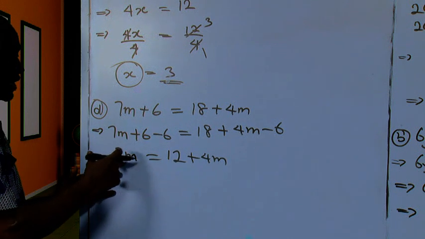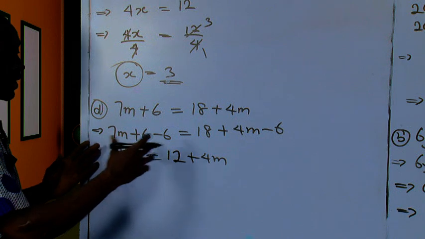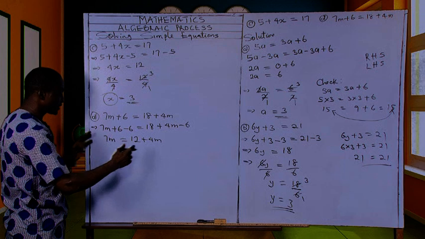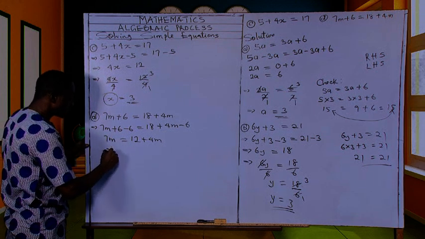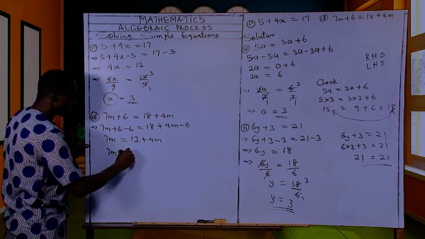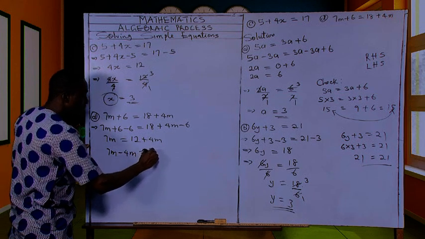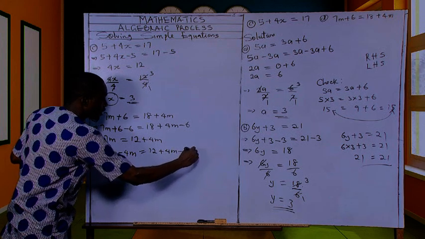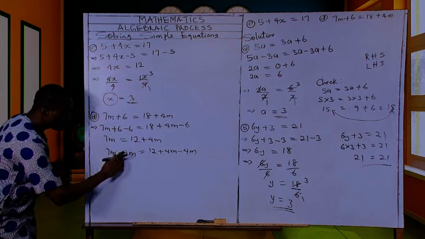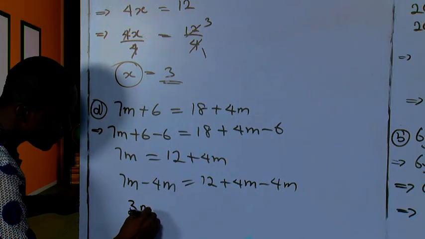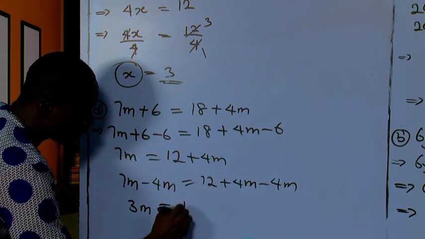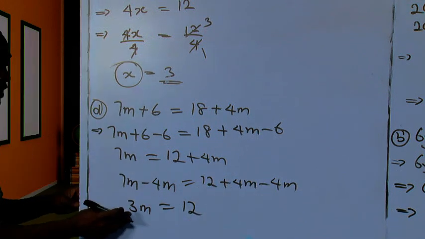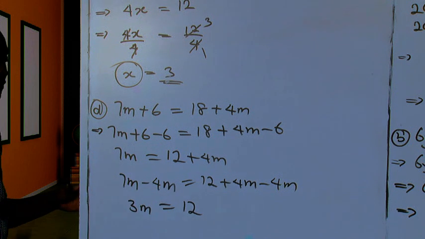We are going to subtract 4m from both sides. So this will be 7m minus 4m equals 12 plus 4m minus 4m. This gives us 3m equals 12. 4m minus 4m gives us 0, so we'll be left with 3m equals 12.